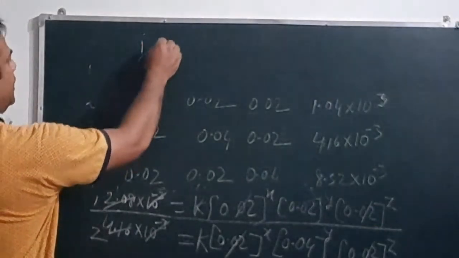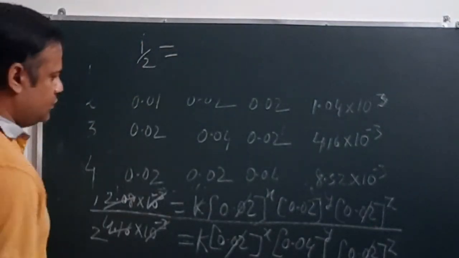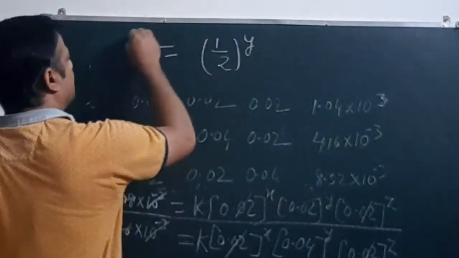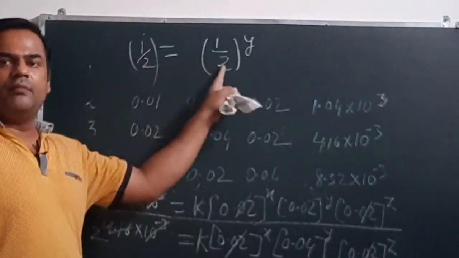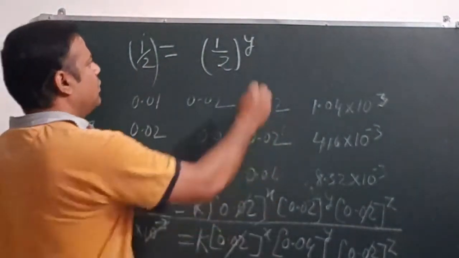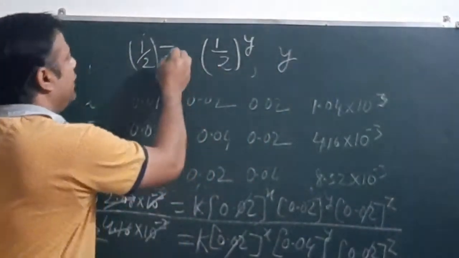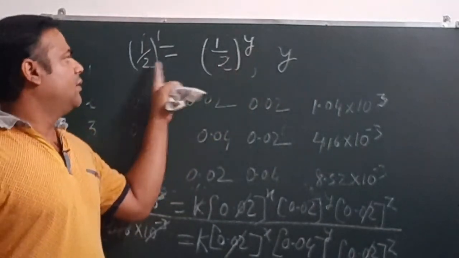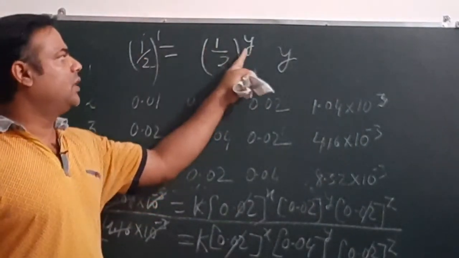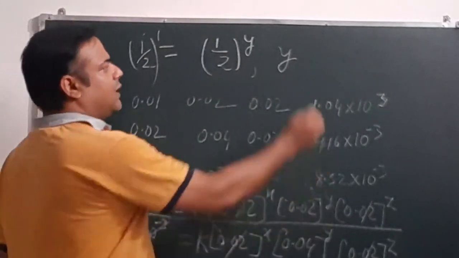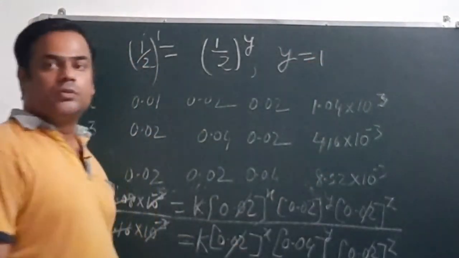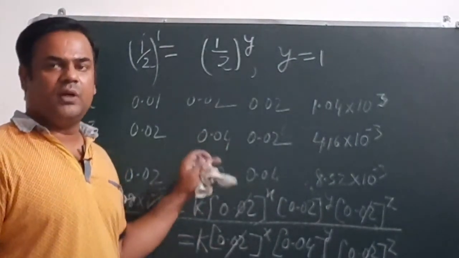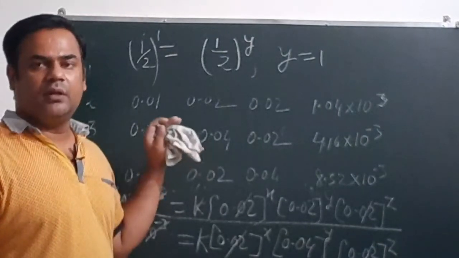1 by 2 equals 1 by 2 to the power y. Again you can see the base is the same, so the power will also be equal. Here the power is 1 by 2 to the power 1, here 1 by 2 to the power y. Base is the same, values are equal, so the power will also be equal, so y will be equal to 1. So order with respect to B is 1, order with respect to A is 1, order with respect to B is 1.